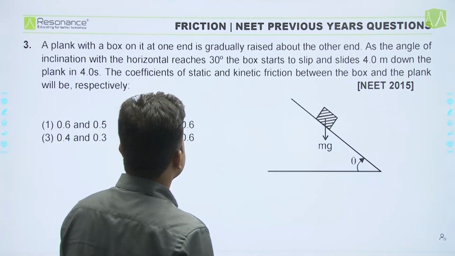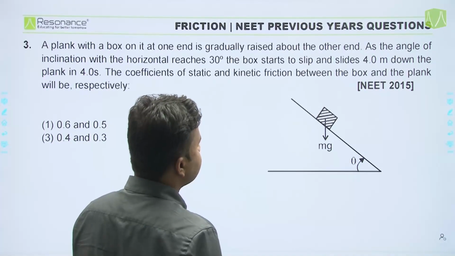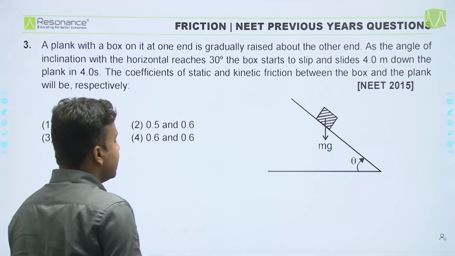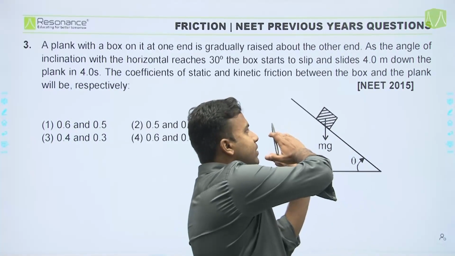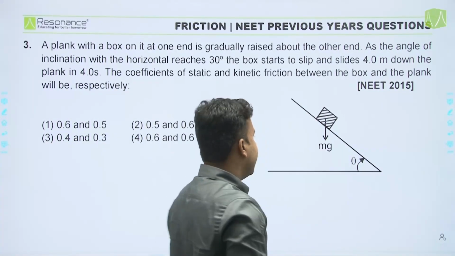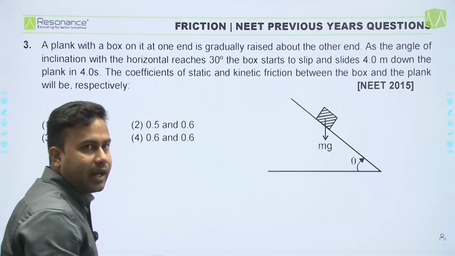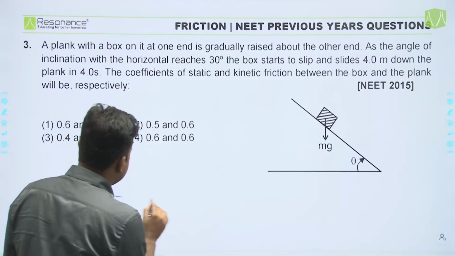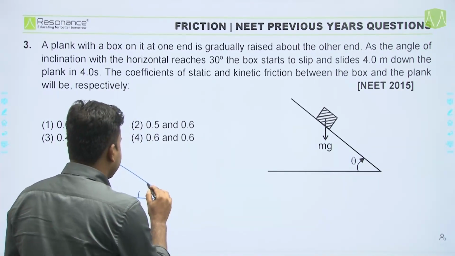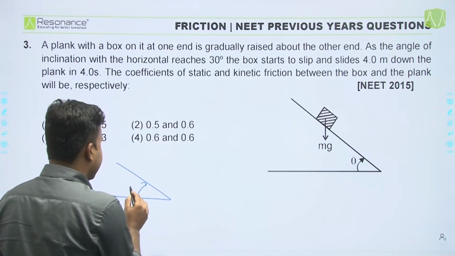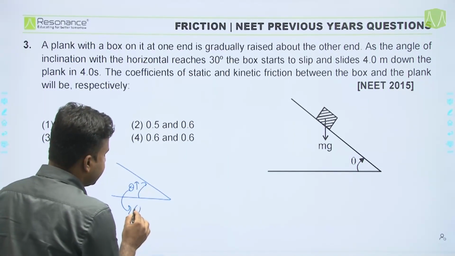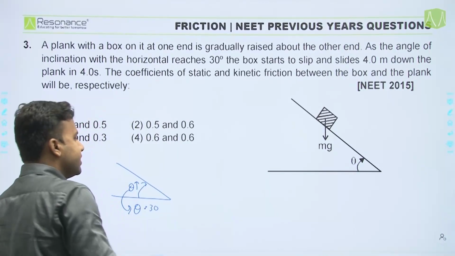The coefficient of static friction and kinetic friction between the box and the plank will be, respectively... So look at this, students. Here what is happening, we are gradually increasing this angle. And what they are telling is, at 30 degrees it starts sliding. So at 30 degrees it starts sliding. We increase the angle, and here theta is increasing continuously, but at theta equal to 30 degrees, it starts sliding.